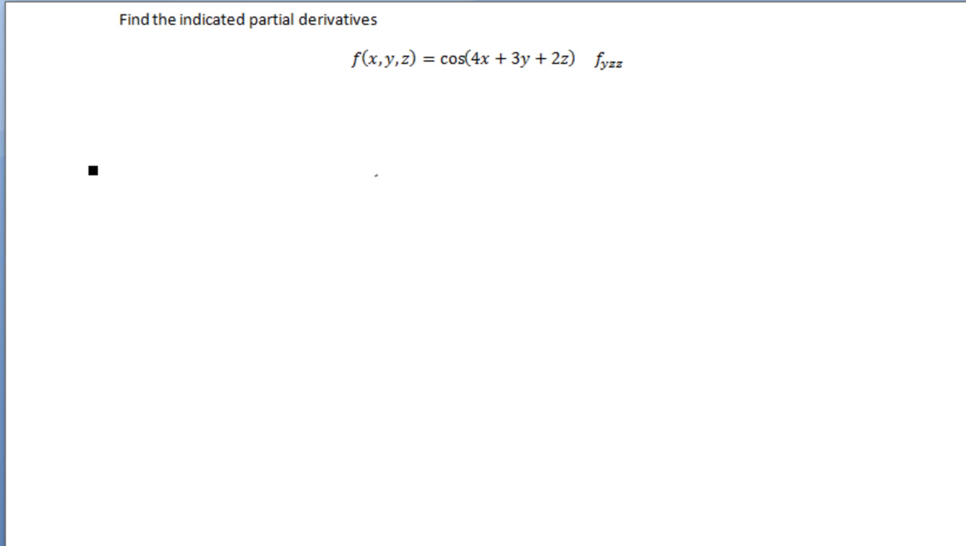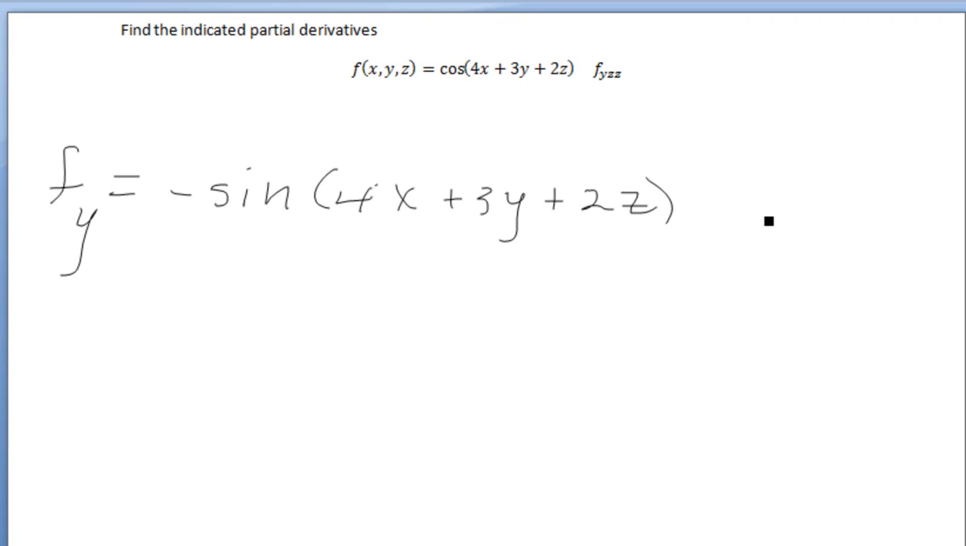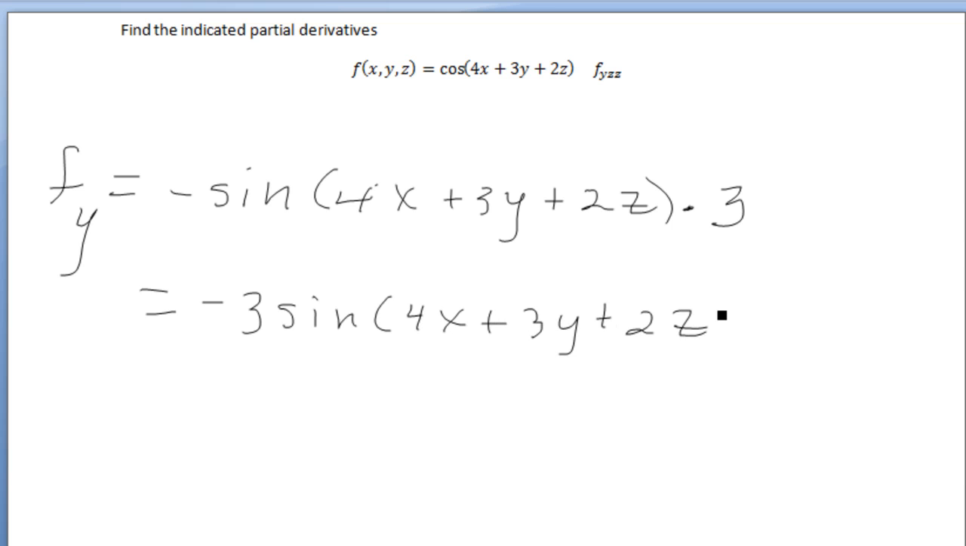Okay. So the first thing we're going to do is look at the partial derivative of f with respect to y, which if you remember, means we hold our x and z constant. So we look at the derivative of cosine, which is negative sine of 4x plus 3y plus 2z, times the derivative of the inside. My x is constant, my z is constant, so they zero out. So it's really just going to be times 3. Rewriting this, it's minus 3 times the sine of 4x plus 3y plus 2z.